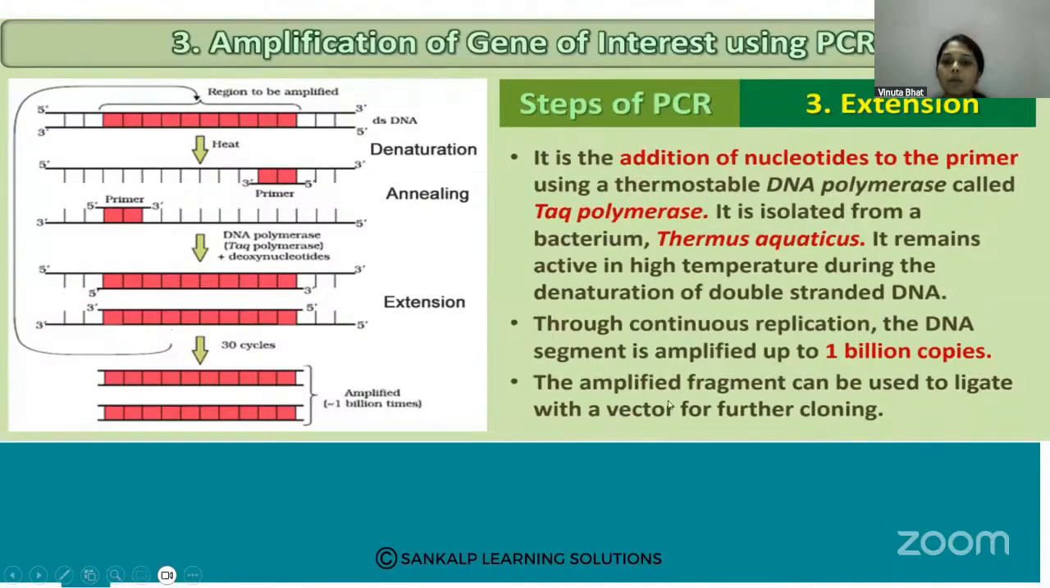Okay, so the amplified fragment can be used to ligate with the vector for the further cloning. So here we will get more copies of the amplified DNA in this process. So that is the gene of interest. So what we have taken for the experiment, that is the gene of interest, can be used to ligate with the vector for the further cloning. Okay, so this is the third step.